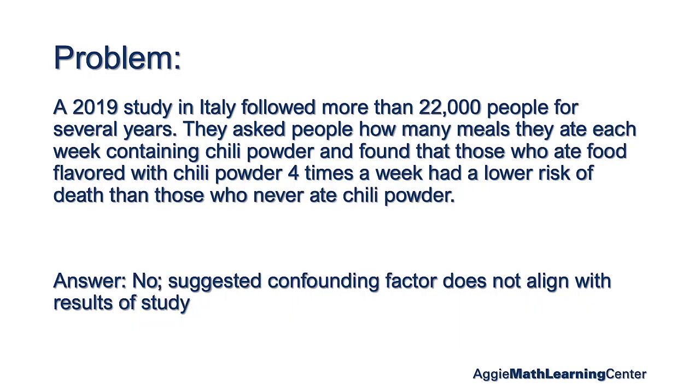Answer: no, socioeconomic status is not a confounding factor in this specific study. Our study states that more chili powder consumed is correlated with longer lifespan. Question 2 insinuates that due to class, more chili powder is correlated with lesser lifespan. The data does not support the findings, and therefore we can rule out socioeconomic status as a confounding factor here.